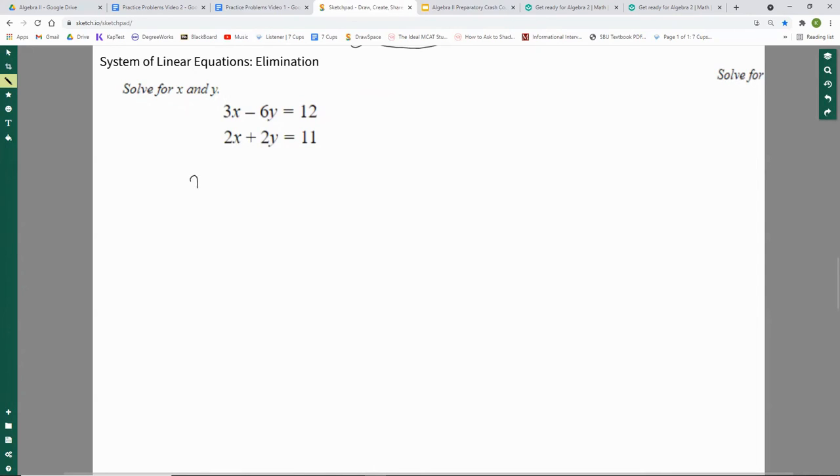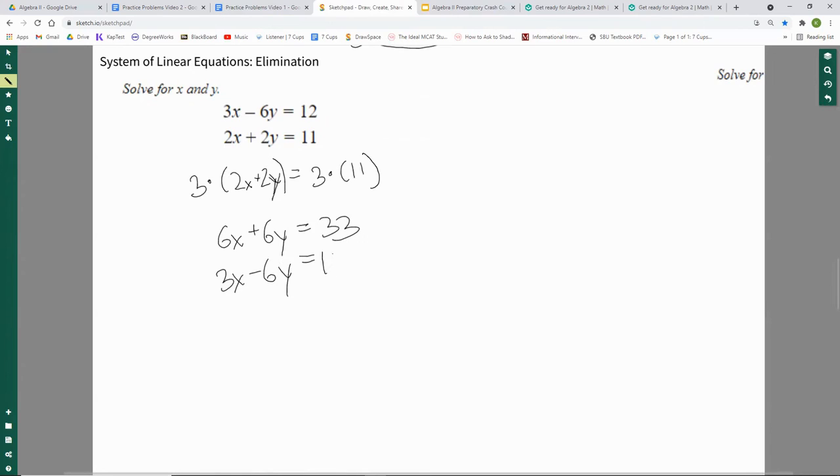So I'm going to multiply 3 times our left side, the 2x plus 2y. And then what we do to one side, we have to do to the other, so also 3 times 11. Then what we're going to get is 3 times 2x, 6x, plus 6y equals 33. And then let's bring down this other equation in our system that we haven't touched: 3x minus 6y equals 12.